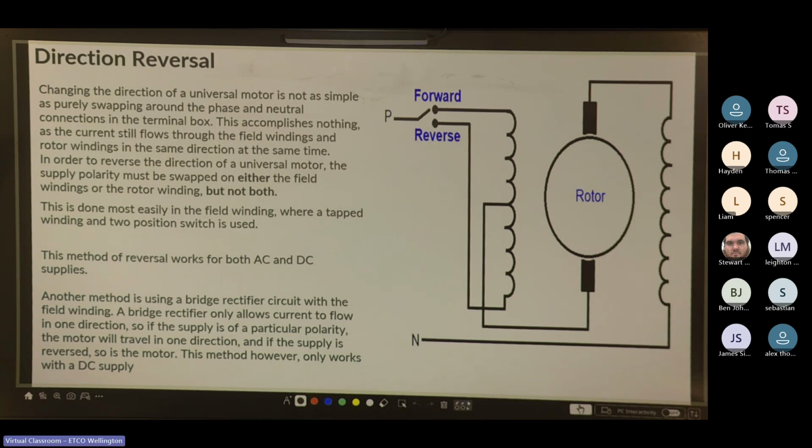Basically, what that means is you take a field winding and you swap the phase and neutral connection before you get to the brush for the rotor. You guys will see when you have to do it in a block course.